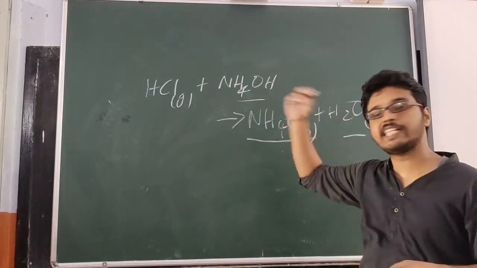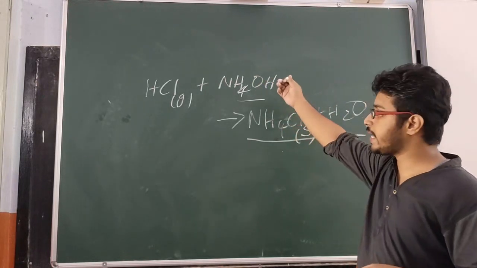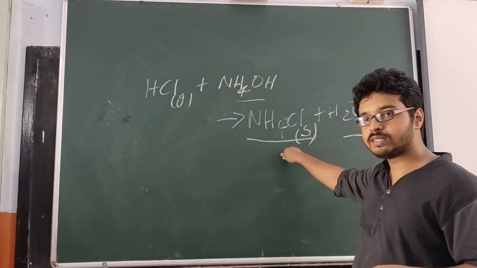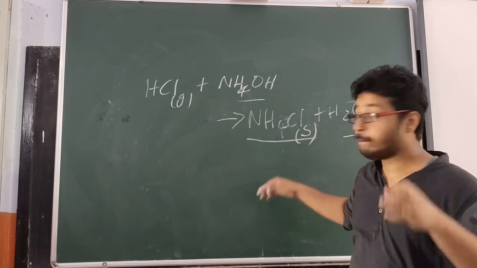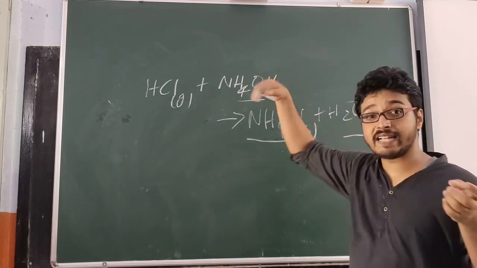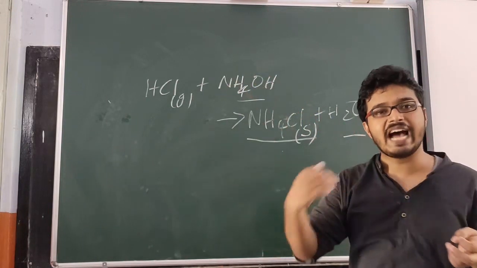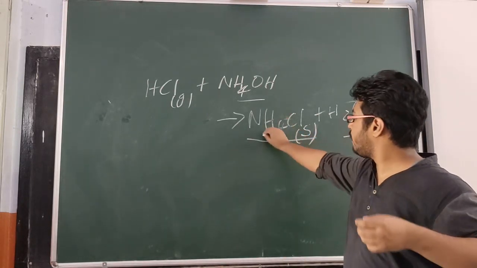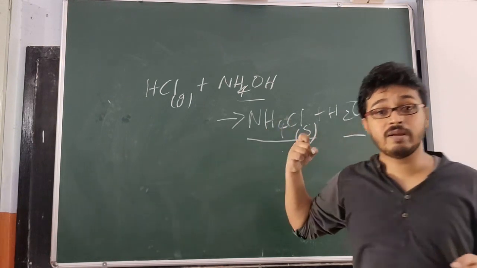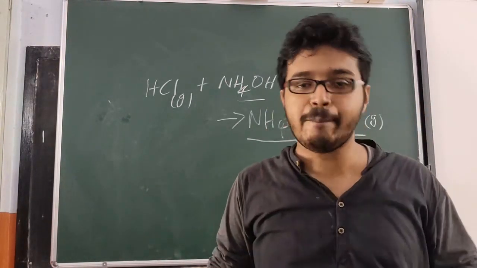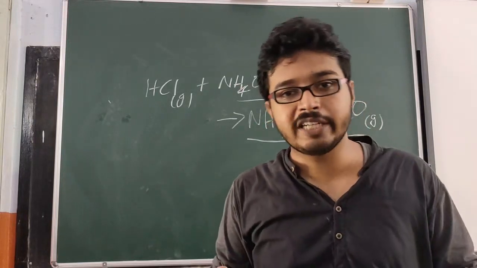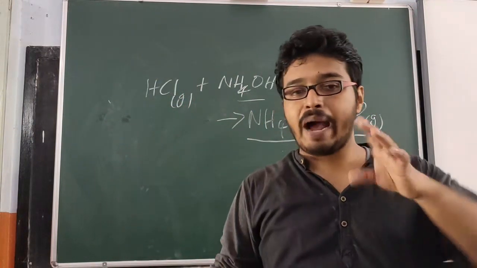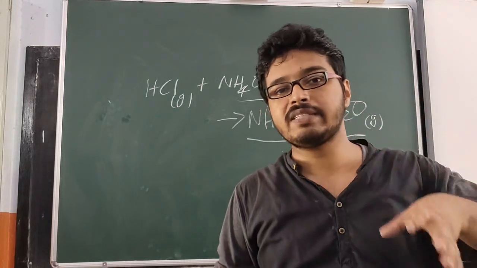a glass rod dipped in NH4OH or ammonium hydroxide is brought near HCl gas, NH4Cl is produced as a solid. But the problem is HCl plus NH4OH, an acid plus base reaction, is highly exothermic in nature. It will produce a large amount of heat. That heat is absorbed by this ammonium chloride. Since ammonium chloride is a sublimable substance, it undergoes the sublimation process. Because of that, it converts itself into gas. So ammonium chloride is the one that gives the dense white fumes.